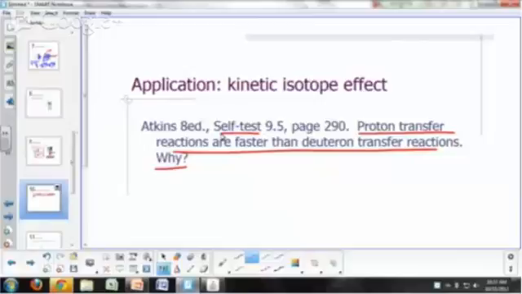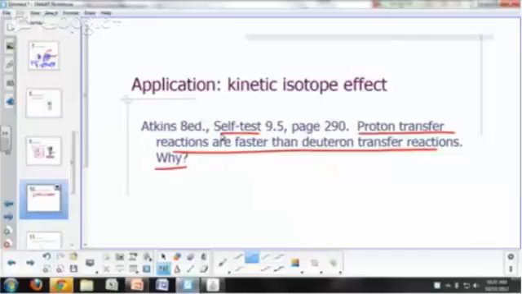A proton is H+, right? What's a deuteron? It's also H+, except that in your nucleus you have a proton and a neutron. So this is the hydrogen-2 isotope.